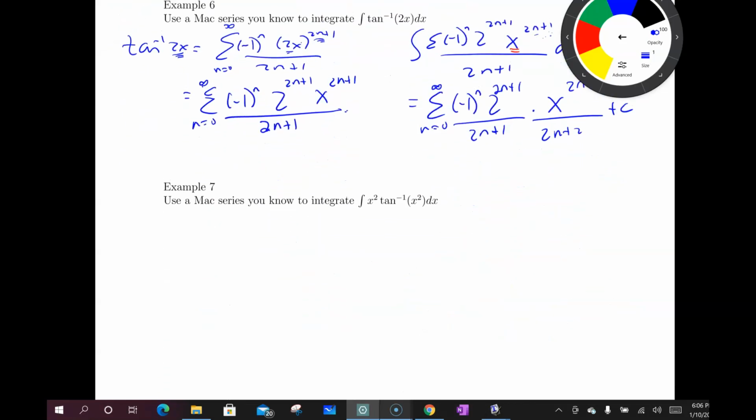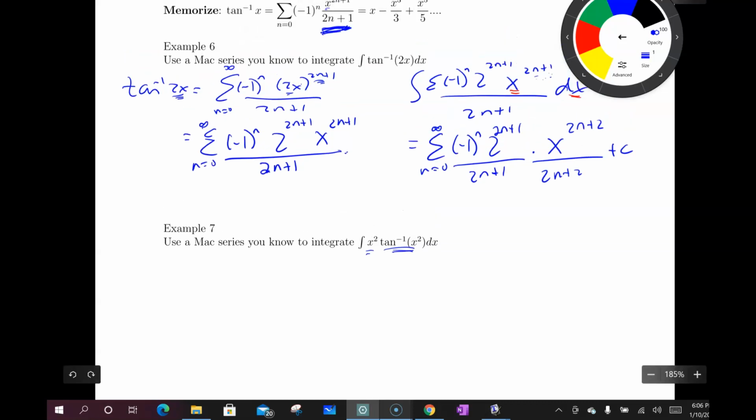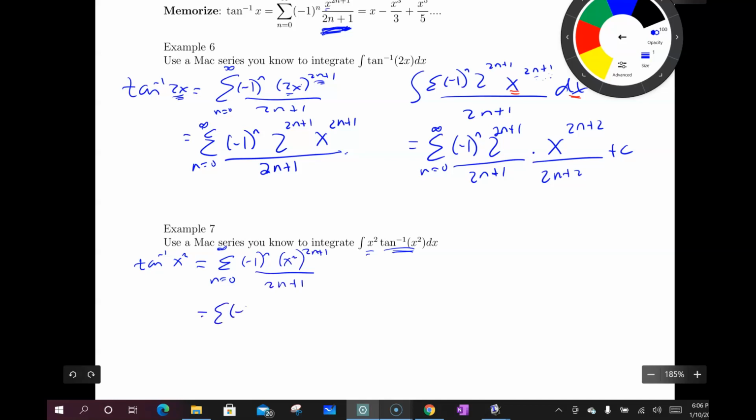Okay, last one. So this one here, I'm going to be multiplying my arctangent by an x squared. So starting off with what we know, I'm going to go slow. I'm going to take the steps. So arctangent of x squared will give me negative 1 to the n, x squared to the 2n plus 1 over 2n plus 1. So negative 1 to the n, x to the, distribute this, 4n plus 2. So that's arctangent of x squared.